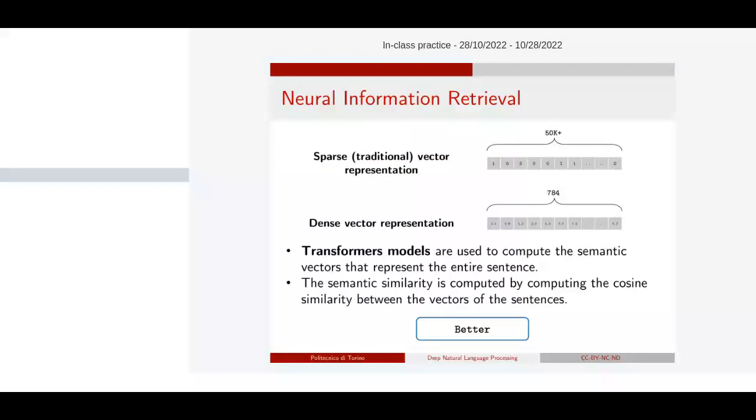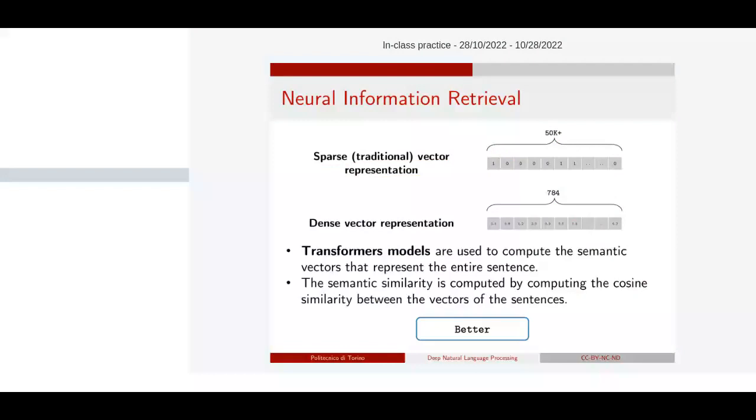So what is better is to use transformer models. So we can use these deep encoder models, transformer-based architectures, to encode and to compute semantic vectors for the entire sentence or for the entire document. And then we can compute the cosine similarity between those vector representations to see whether two documents are similar and if they are similar to the query. You can use these architectures to encode both the documents and the query.